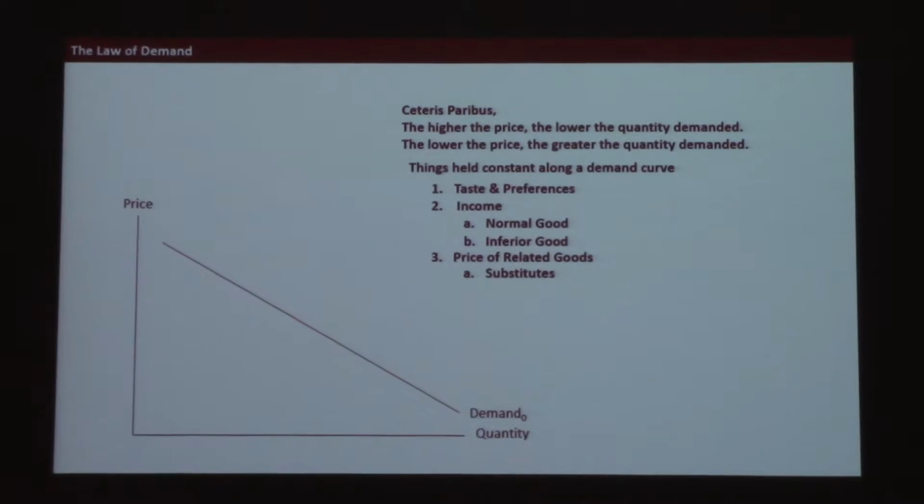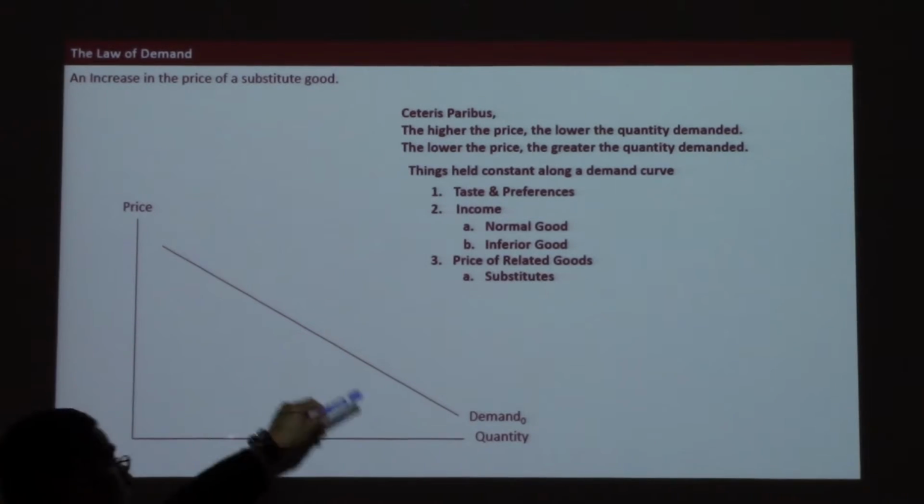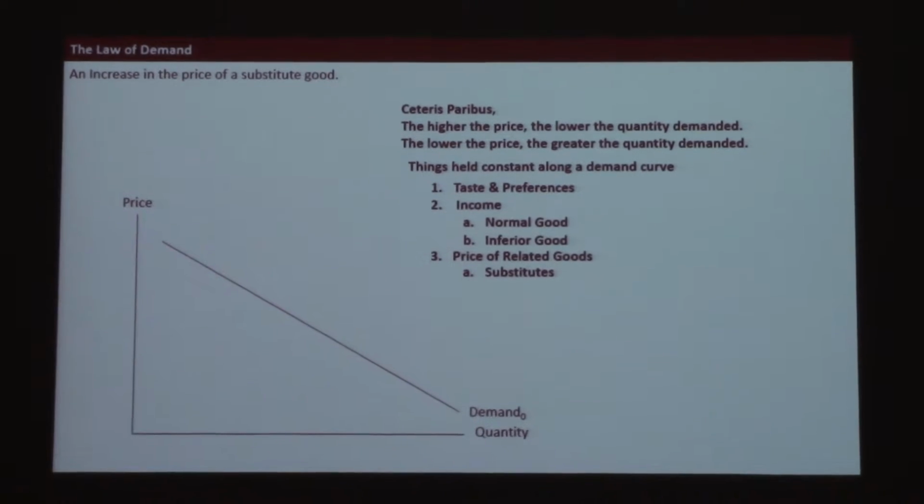Price of related goods. And we've got substitutes. So let's put these out here. Here's quantity demanded, it's beta 0 plus beta 1 times price. Price isn't a shifter, right? Price isn't a shifter, price is our movement along the demand curve. Everything else is a shifter.